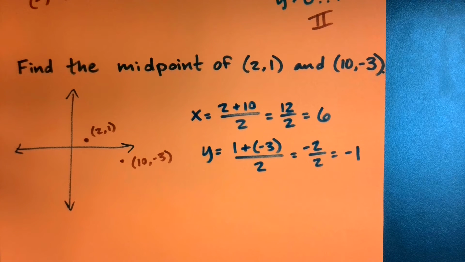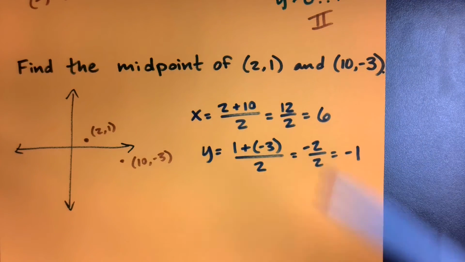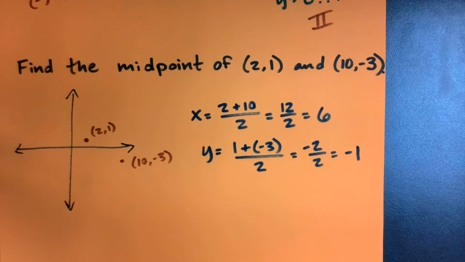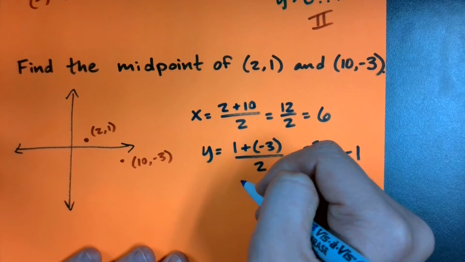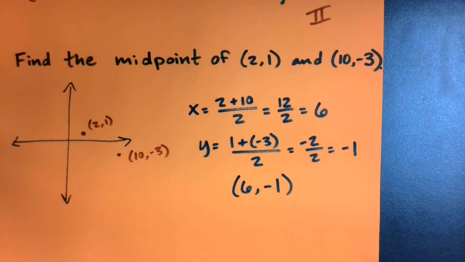So there is technically a formula for this where you've got x1 plus x2 divided by 2, y1 plus y2 divided by 2, but I feel like using a formula does a disservice to our brains, because if we can just think through the fact that it is halfway in between those two numbers, we don't need a formula for that. We're finding the average of the x's, the average of the y's. It is an ordered pair in the end, so we've got a 6, negative 1 as our answer.